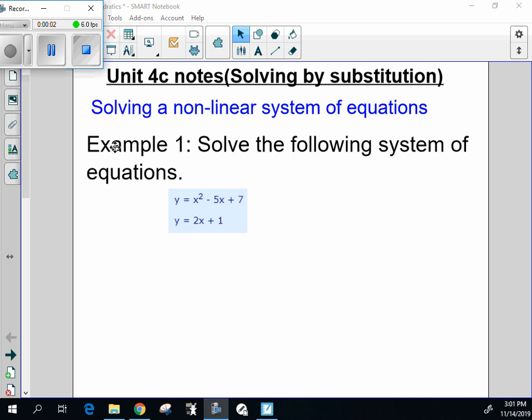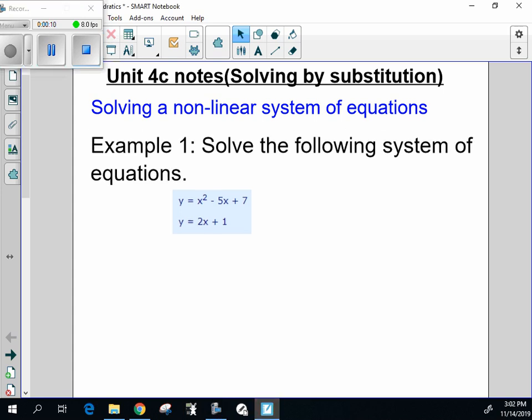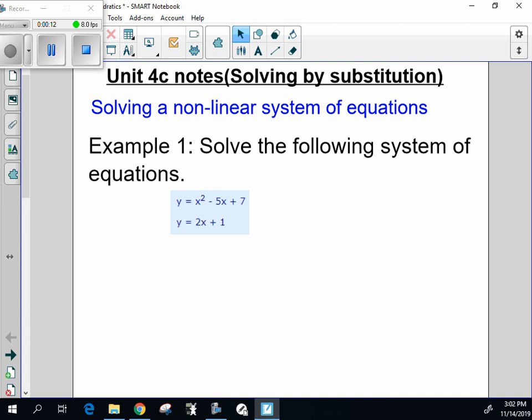These are the notes for 4C, solving by substitution. So, solving a nonlinear system of equations means we have a quadratic equation, the top one, and a linear equation, the bottom one. So here we're going to solve the system of equations. For solving both equations, there's going to be one or two solutions for this. You might have done this in Algebra 1.